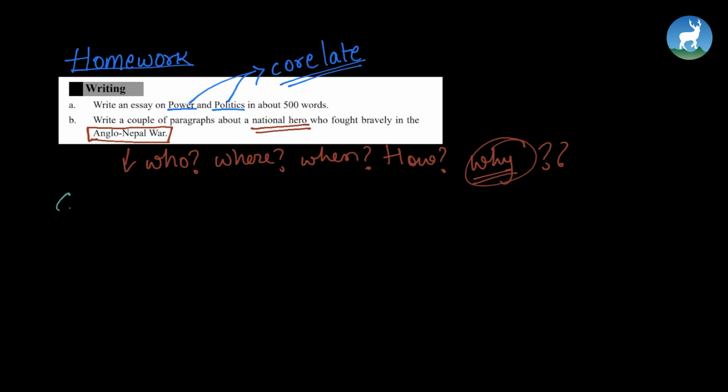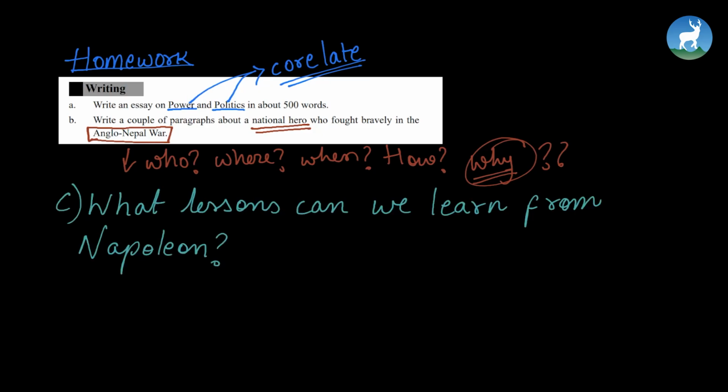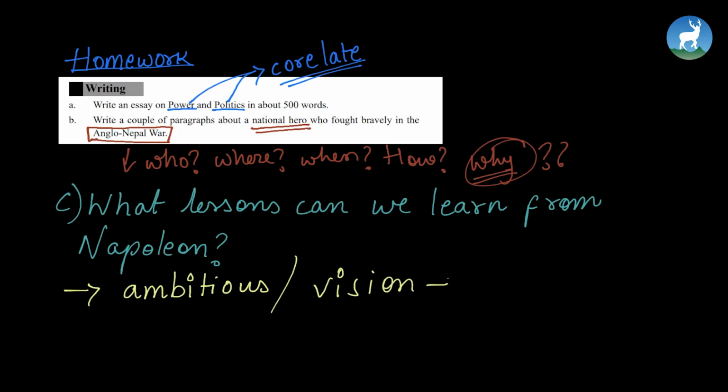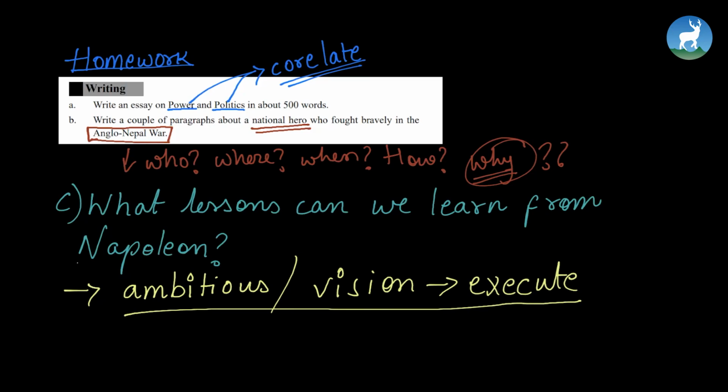Next, another one I want to add on my own. Number C, what lessons can we learn from Napoleon? So, although Napoleon was a bad or an extremely cruel leader, there were a few good qualities in him. He was ambitious, he had a specific vision, and he had plans on how to execute them. So what are the traits that we can take from Napoleon in order to improve our nation as well? Mention those points and you can answer this question easily.